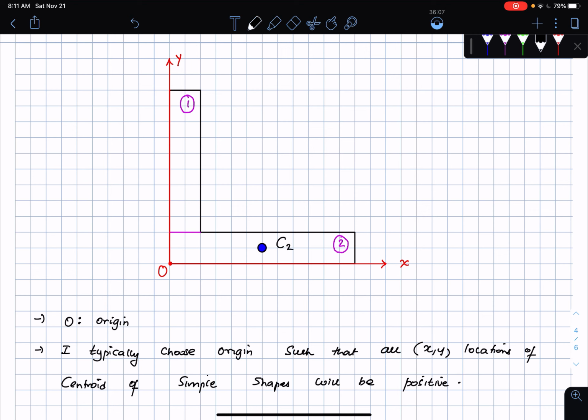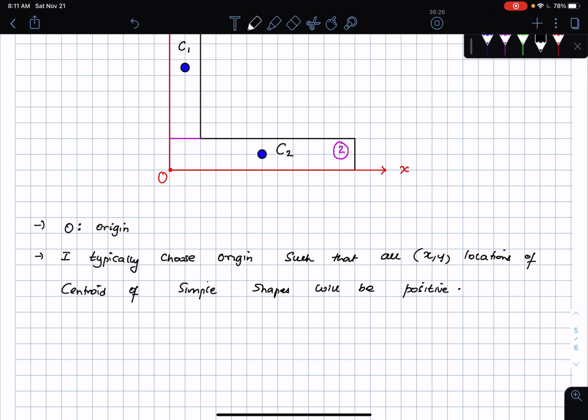Then I'm going to call the centroid of the first shape C1. I'm going to copy this, paste it and bring it down here. So this is approximately where the center of this shape is, let's say here. Then I'm going to call this C1. So C1 and C2 are the centroids of shape 1 and 2 respectively.